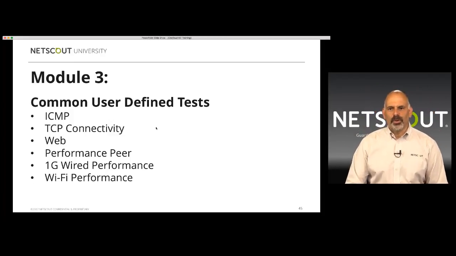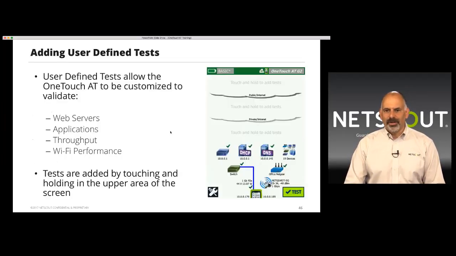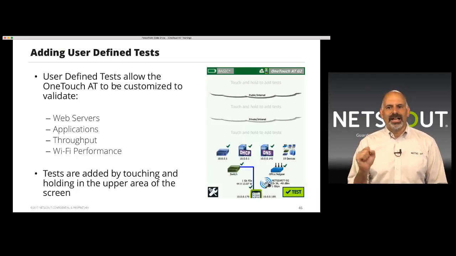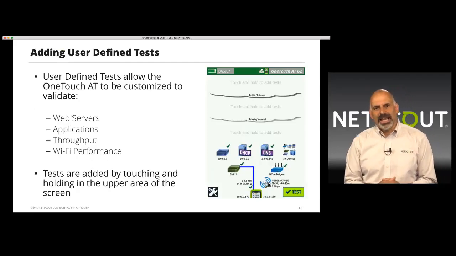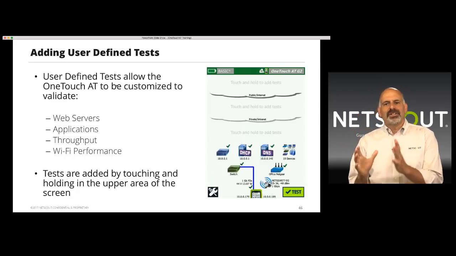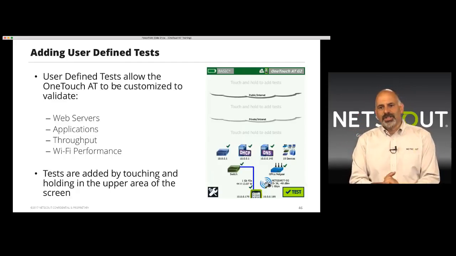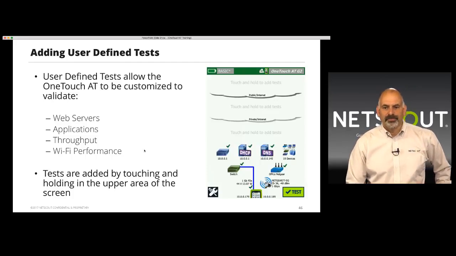So let's go through and we're going to set up some user-defined tests. This is where we can set up our own tests for our environment. Now the user-defined tests allow us to customize the OneTouch AT to test things like web servers, applications, throughput, Wi-Fi performance. Tests are added by touching and holding in the upper area of the screen.